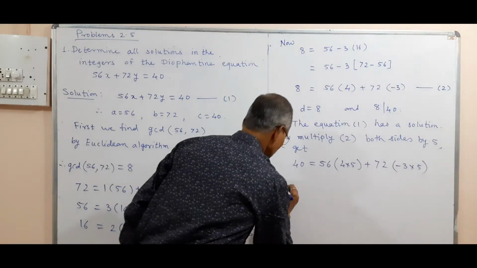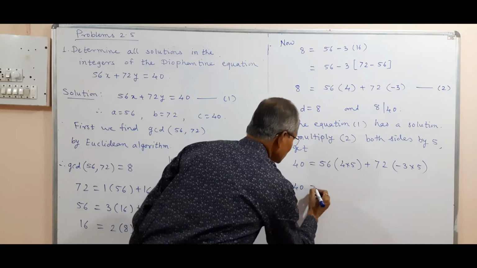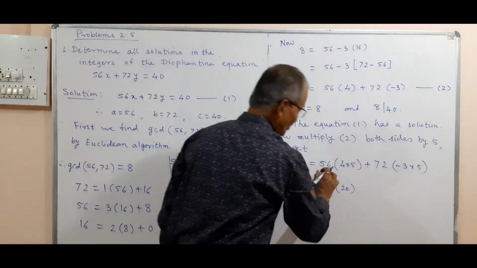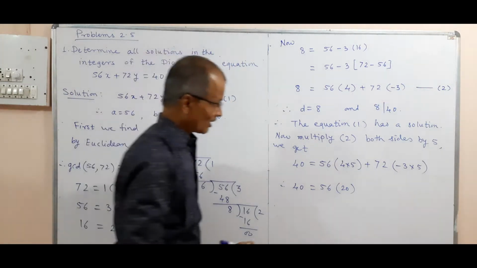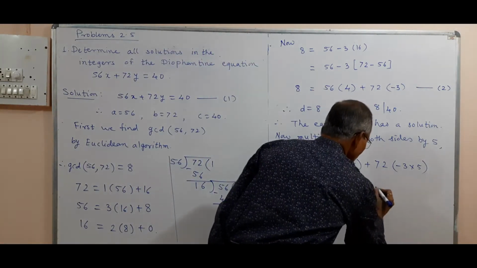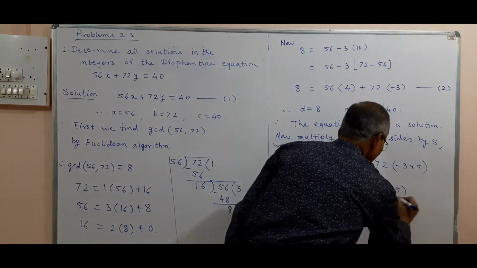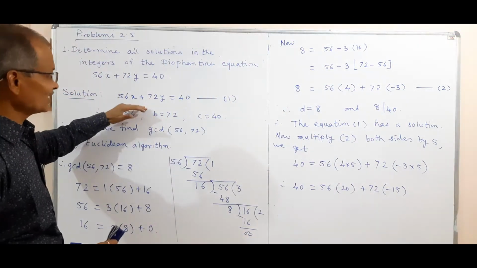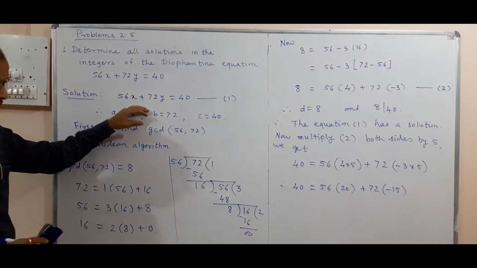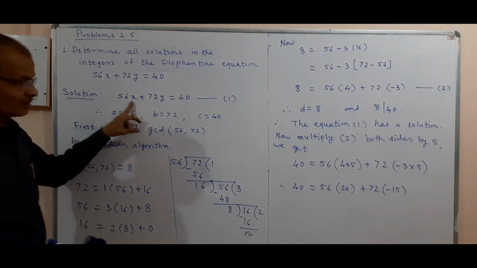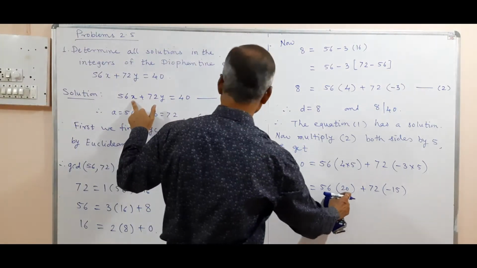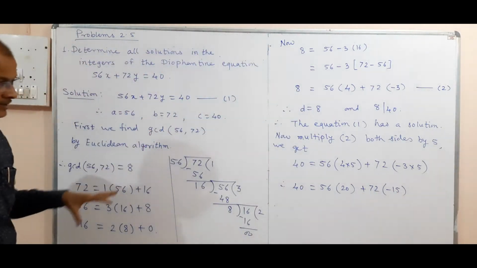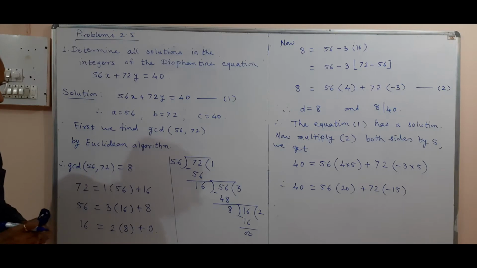Or therefore 40 is equal to 56 into 20. Don't multiply these numbers, and plus 72 into minus 15. Or you may change the sides and compare this. Comparing this with equation 1, what is the solution? You see 56 into x, x is 20, and what is y? Y is minus 15. And we will take this as x naught, y naught, the first solution.